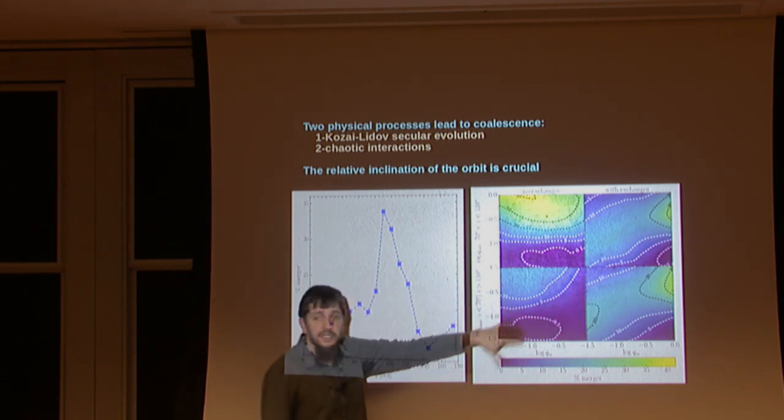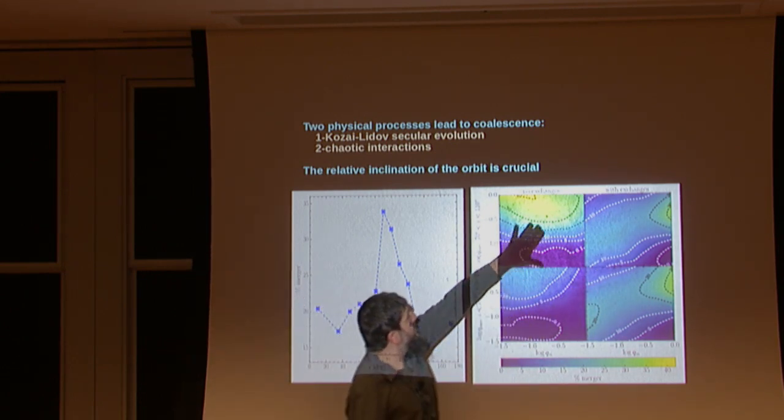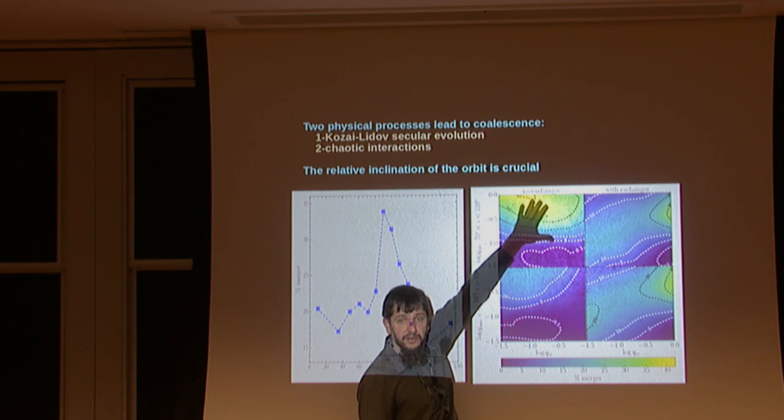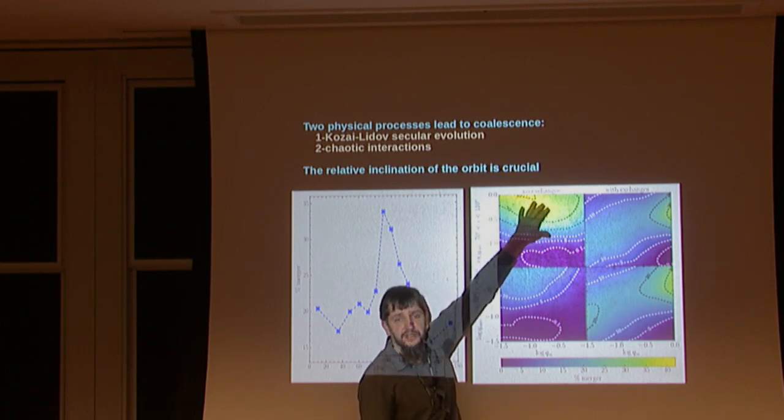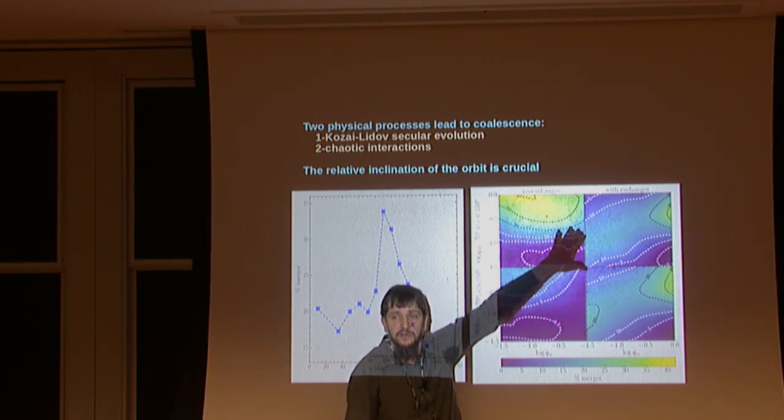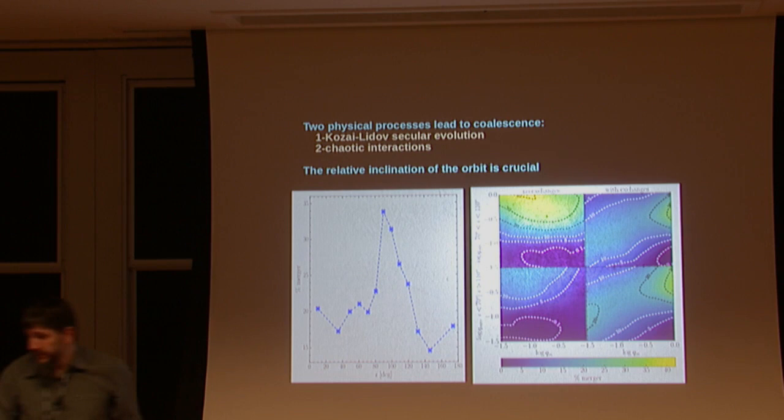In the systems where you don't have an exchange, you actually see this very bright blob here for equal external mass ratio, where you have many more mergers. And this is actually the fingerprint of the secular evolution driven by the Lidov-Kozai resonances.